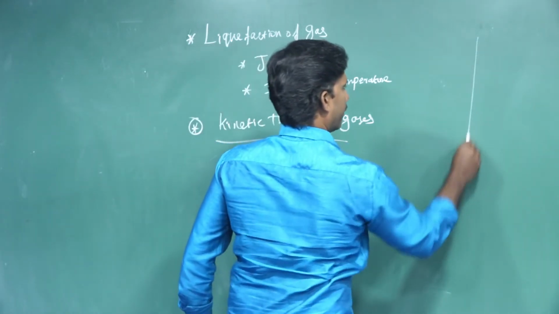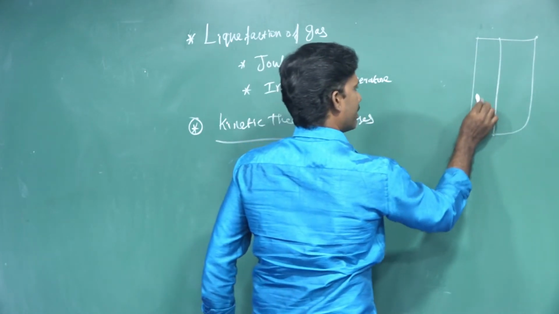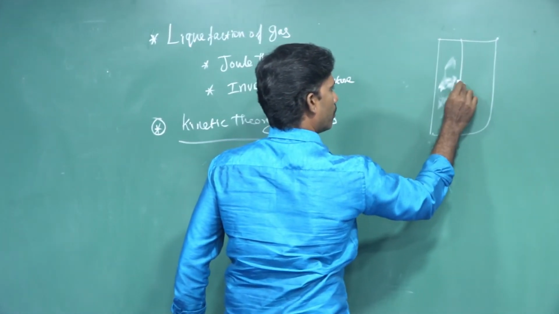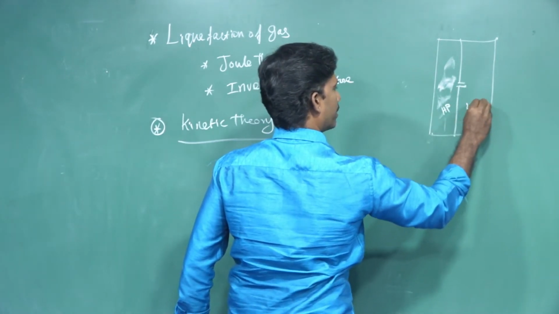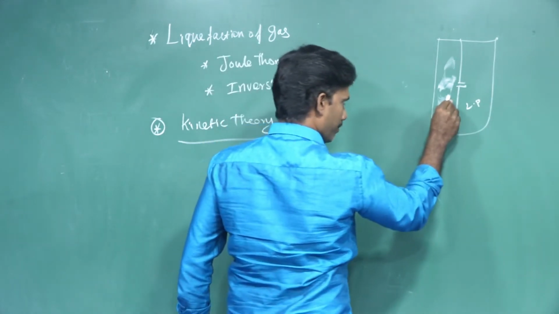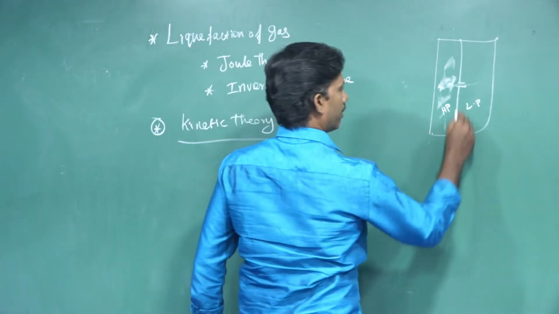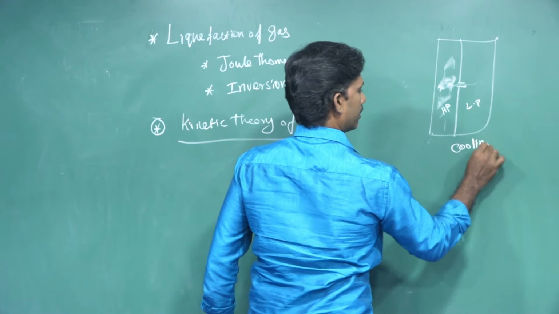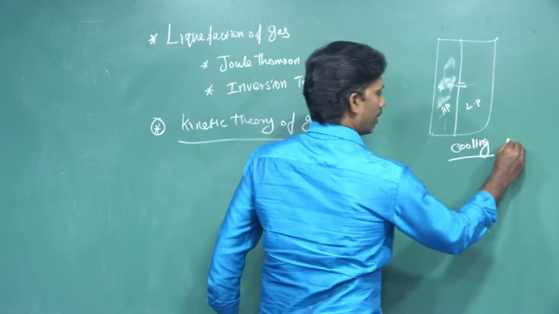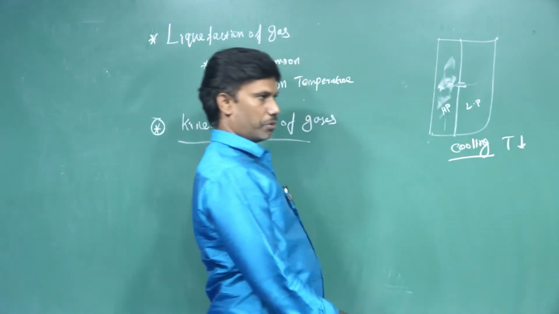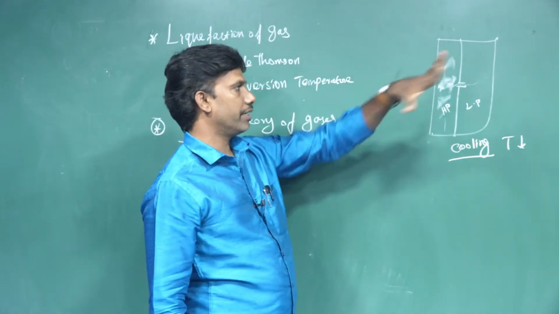What is happening when a gas is liquefied? See, when a gas passes through small holes from a higher pressure region to a low pressure region, appreciable cooling occurs. Cooling occurs means the temperature is reduced. So Joule-Thomson observed this, and after that he gave a statement.